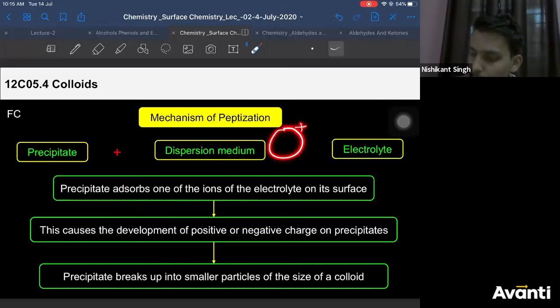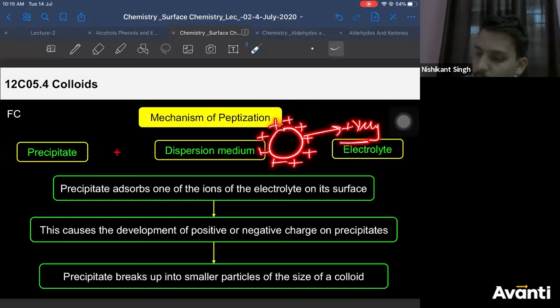If you put positive ions on the surface of the precipitate, the precipitate will acquire what charge? The precipitate will become positively charged, due to which the negative charge will be surrounded like a capacitor on the inside layer. So this negative charge will move towards positive charge and the precipitate will break.